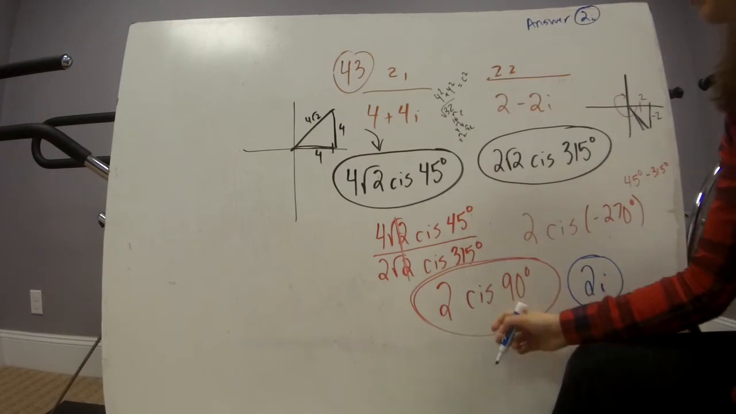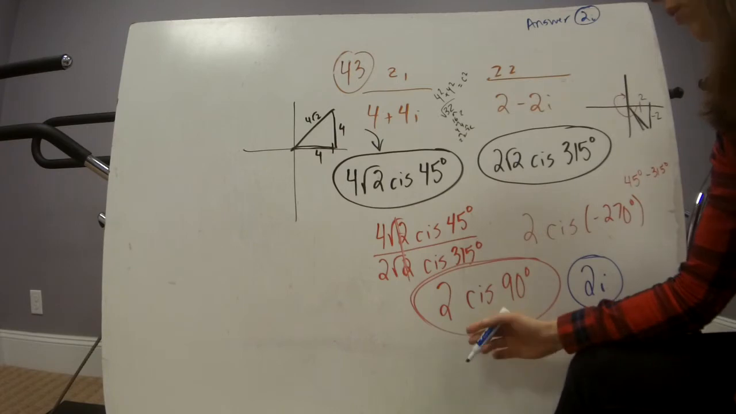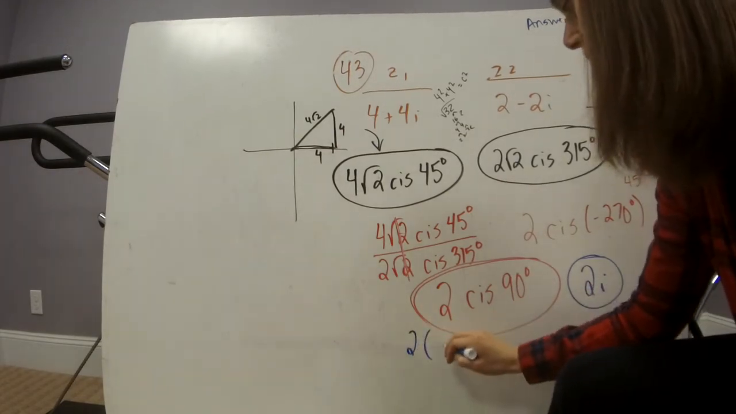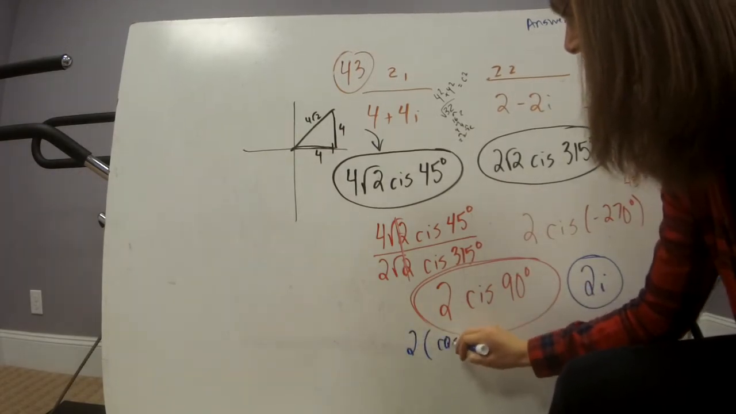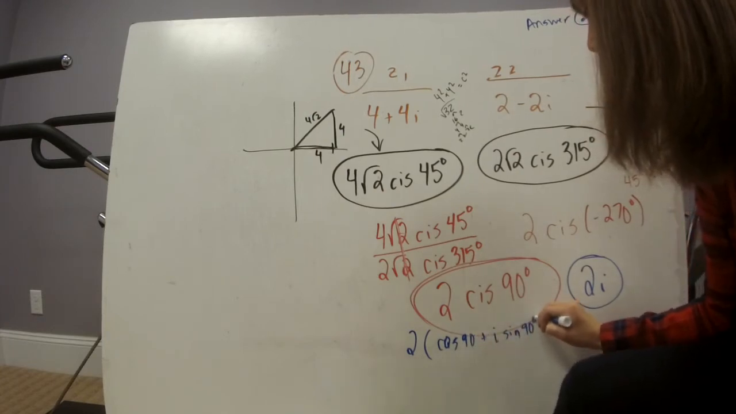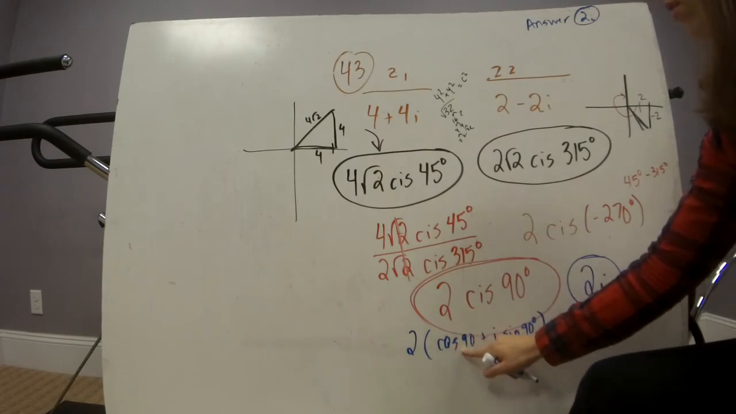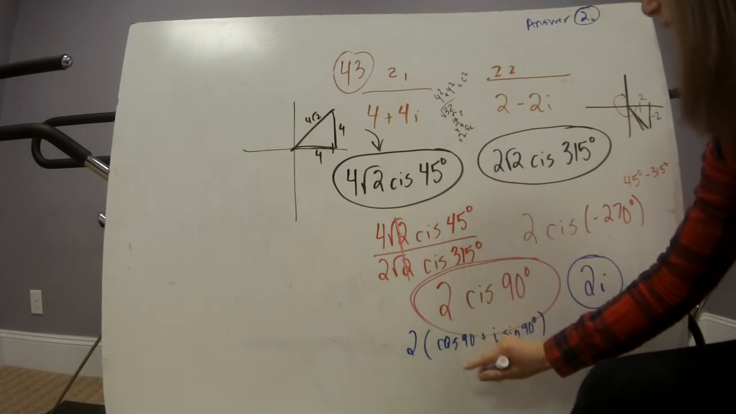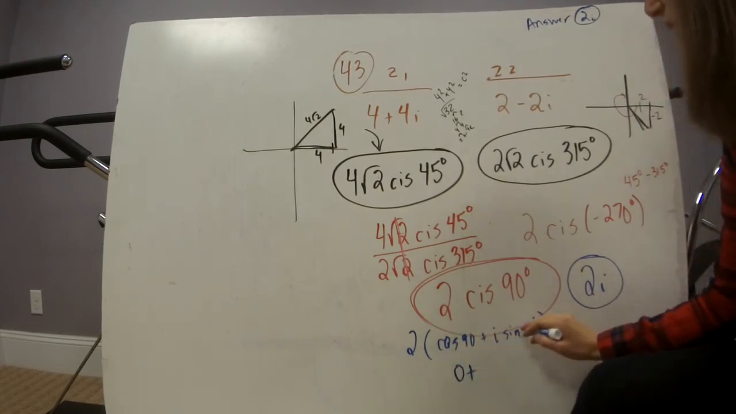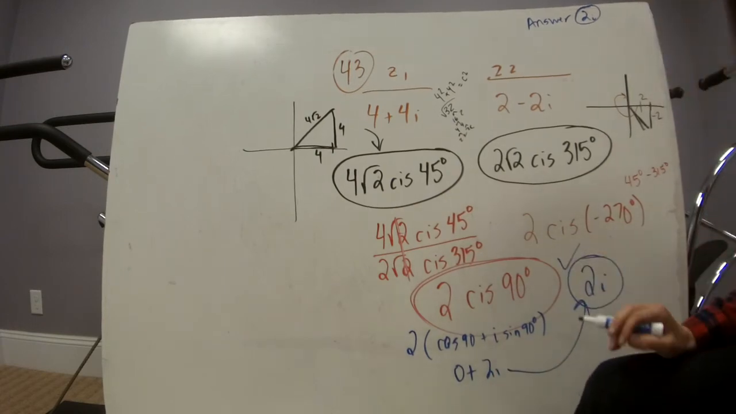Right, well if we took this to standard form, I didn't do this last time, but the other way to take it to standard form, and we could have done that with the other one, is just to write it out long form again, right? To do 2 cis cosine 90 plus i sine 90, right? That's the long form of this. And cosine of 90 is 0, plus sine of 90 is 1. So 2 times 1i is 2i, and that is that check mark, right?